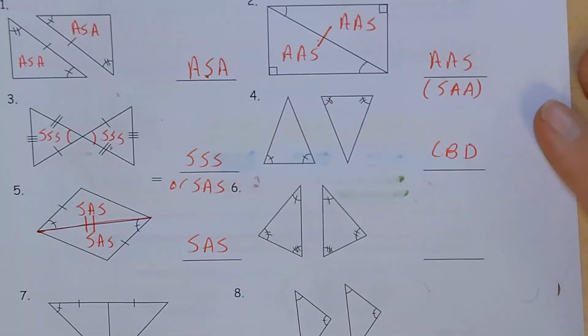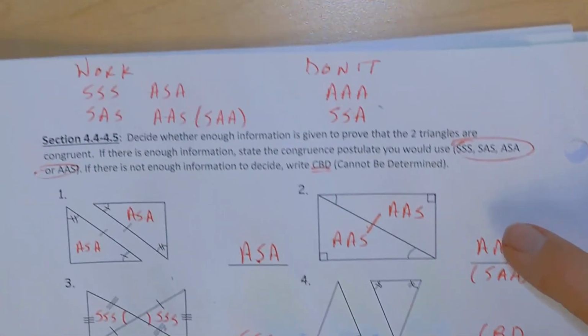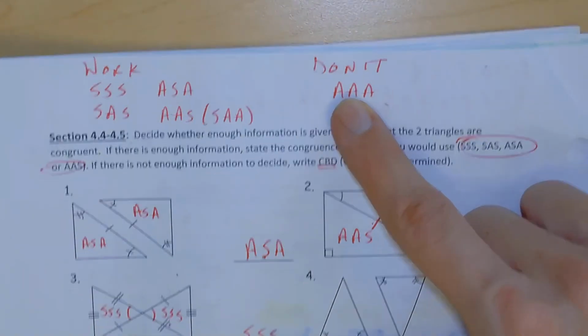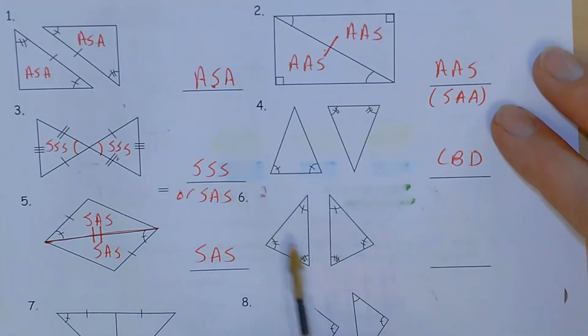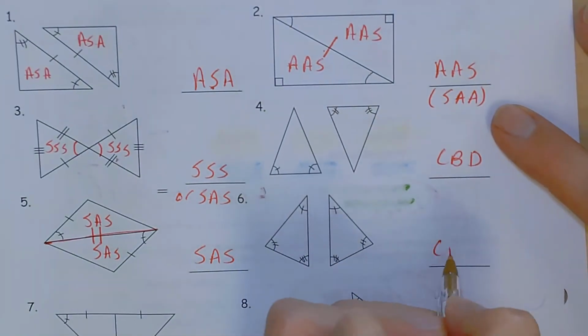Number 6. When you look at these, you'll notice that there are 3 angles in the picture marked. So we go up to our shortcuts and we ask ourselves, does AAA guarantee that they're twins? AAA is not going to be enough to say they're twins. So you go back and you see if you could mark any sides. No reflexive side, no vertical angles, nothing else you can mark. So you say, I cannot determine.